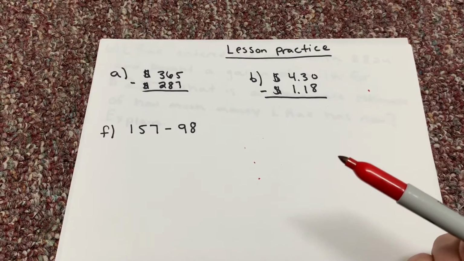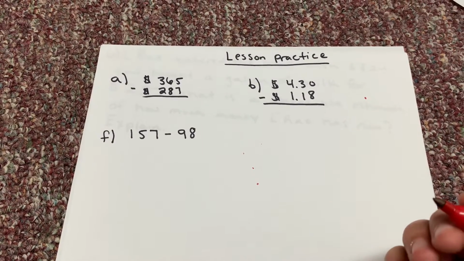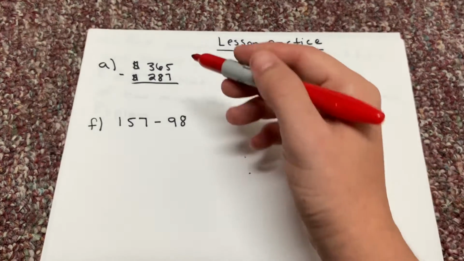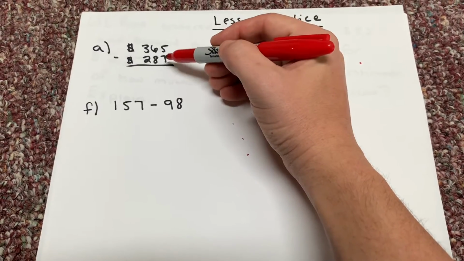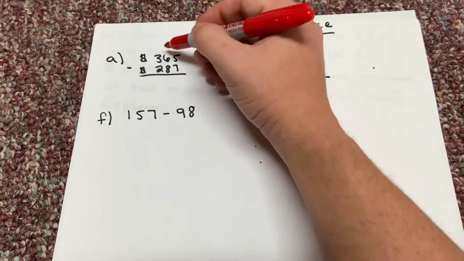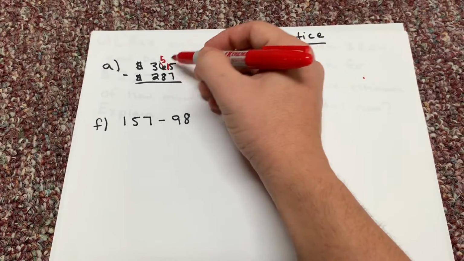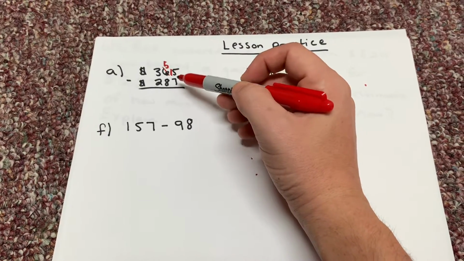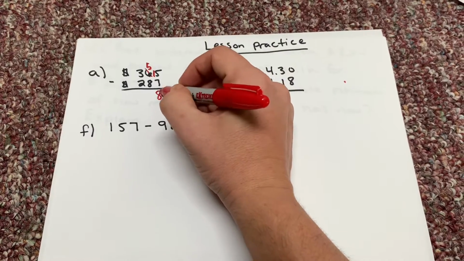So let's look at letter A. So we have $365, and we're subtracting from $365 $287. Well, first thing is I'm going into my ones column. I see I have a 7 and a 5. Well, I can't take 7 from 5, so I'm going to go ahead and borrow. This is going to become a 5. This is 15 now because we're taking 10 out of the tens column. So I'm subtracting 7 from 15, which gives me 8.